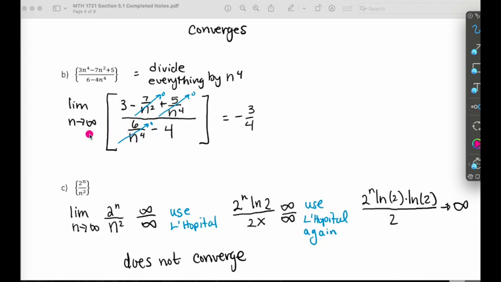So now when I take the limit as n approaches infinity, anything that has an n in the denominator will approach 0, because as the number in the denominator gets bigger and bigger, the whole fraction gets smaller and smaller. So what I'm left with is negative 3/4.